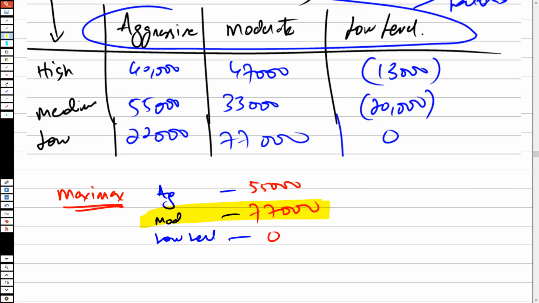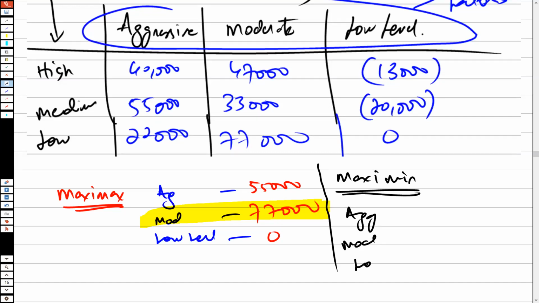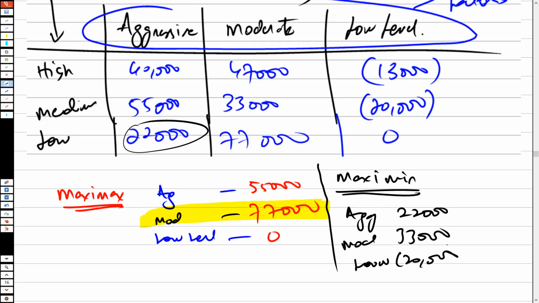Okay, the next one of them is basically maximin. What happens under this, you identify the minimum values. Let's say for the aggressive, for the moderate, for the low level. The minimum value here is 22,000. The minimum value here is 33,000. The minimum value here is negative 20,000.